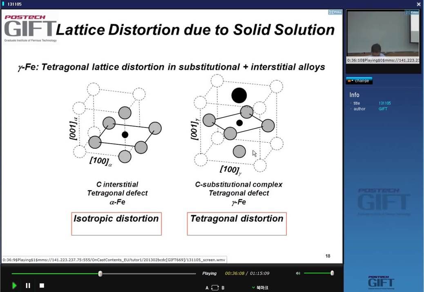Not really. You can also get tetragonal distortions in gamma iron and in austenitic steels, because carbon will often form a complex. It will associate itself with another point defect, another solute, or a vacancy, for instance. That will give you a tetragonal distortion around the carbon atom. So in alpha iron, the carbon atom will always give rise to tetragonal distortion. In the case of gamma iron, I will get a distortion if the carbon atom is associated with a substitutional atom or with other lattice defects.